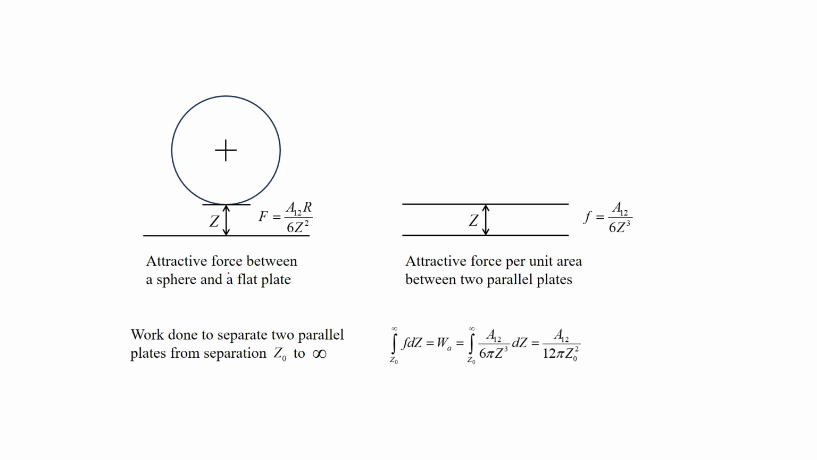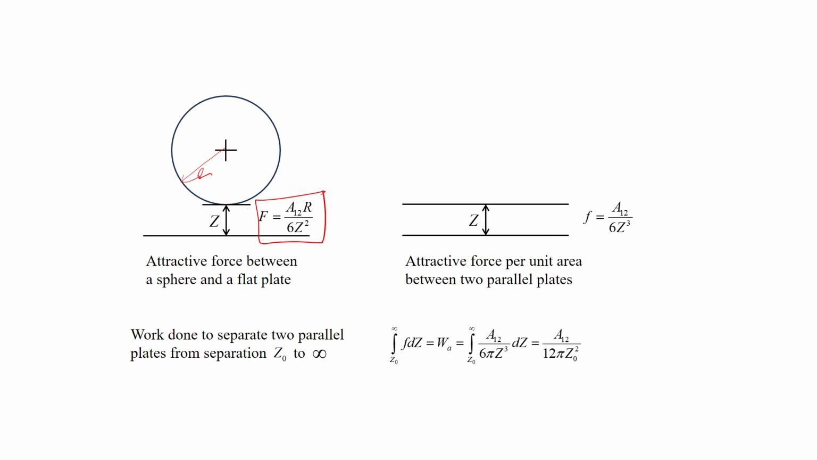then this force of attraction is given by this expression, where 1 is the sphere, let us say, 2 is the substrate. A12 is the Hamaker constant, R is the radius of this particular sphere, and the attractive force between them is given by this expression, which is inverse z square dependent. So as z decreases, the force of attraction increases.